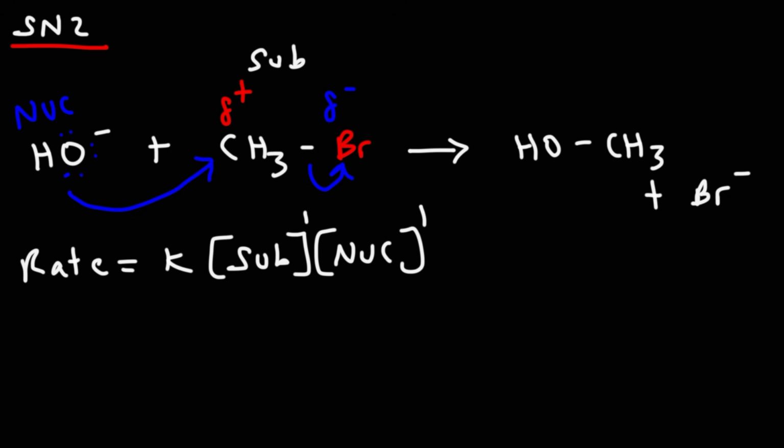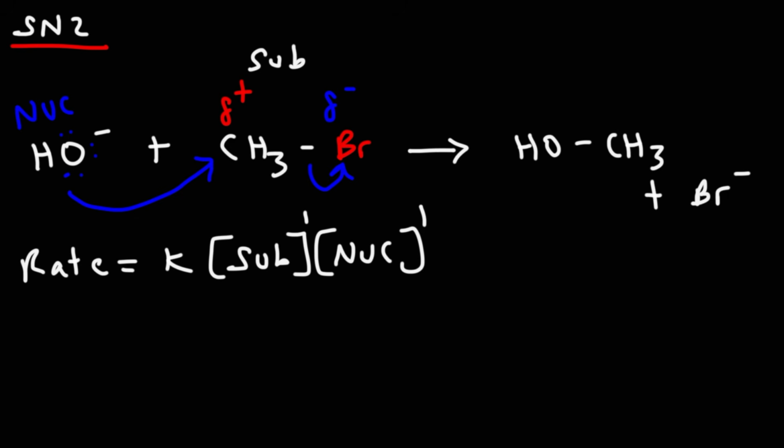So what this means is if we double the concentration of the substrate, the rate is going to double. If we triple the concentration of the nucleophile, 3 to the first is 3, the rate is going to triple. If we were to double the concentration of the substrate and triple the concentration of the nucleophile, the rate will increase by a factor of 6. 2 times 3 is 6. So the rate depends on both the concentration of the substrate and the nucleophile.